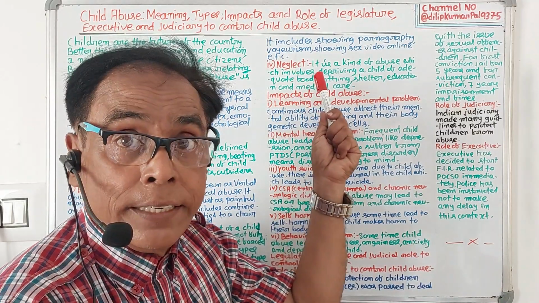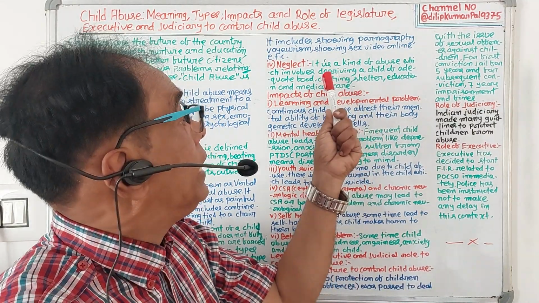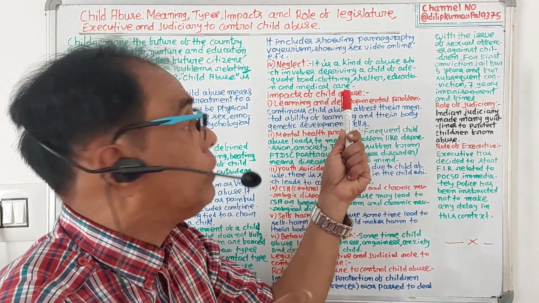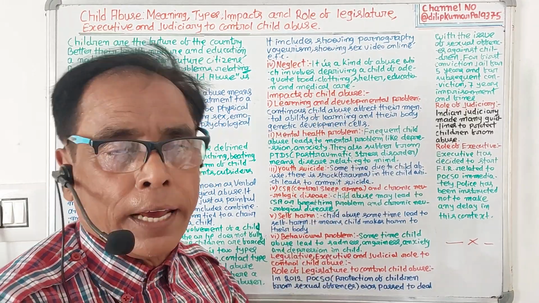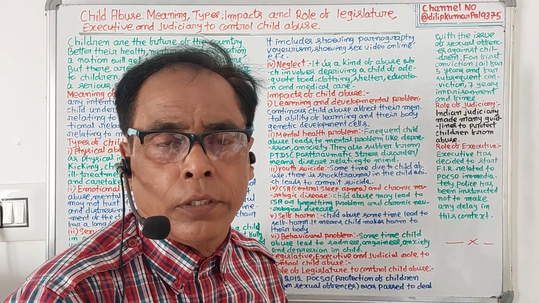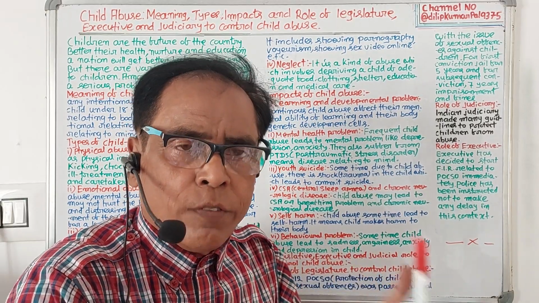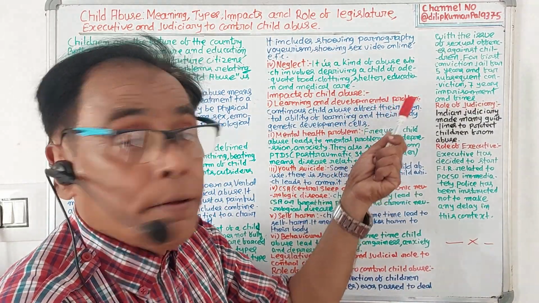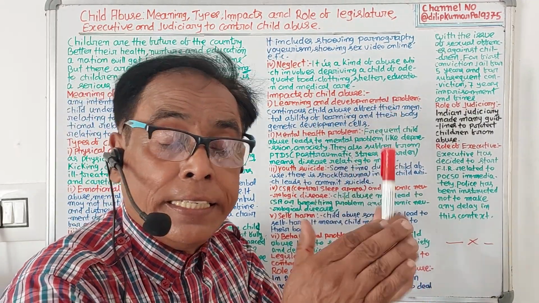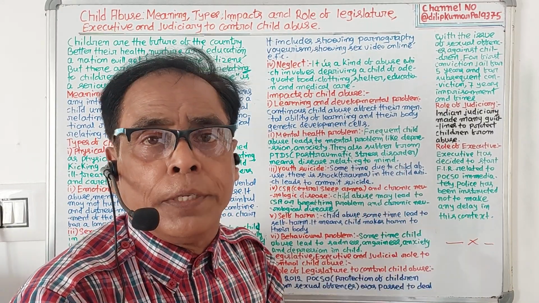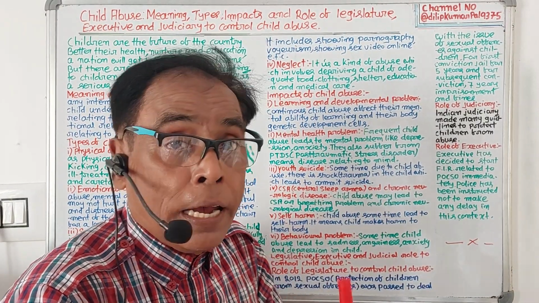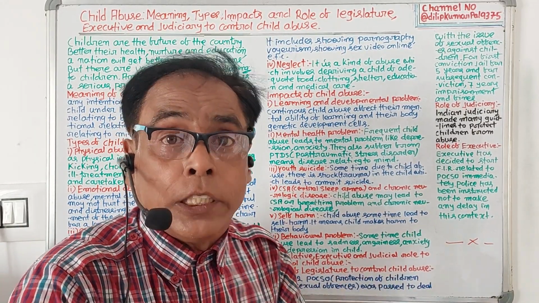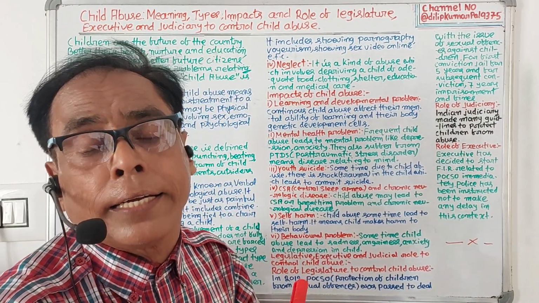Now see, neglect is another type of child abuse. It is a kind of abuse which involves depriving a child of adequate food, clothing, shelter, education and medical care. When a child is not given sufficient food, clothes, shelter, educational facilities and medical facilities, it is known as neglect abuse.